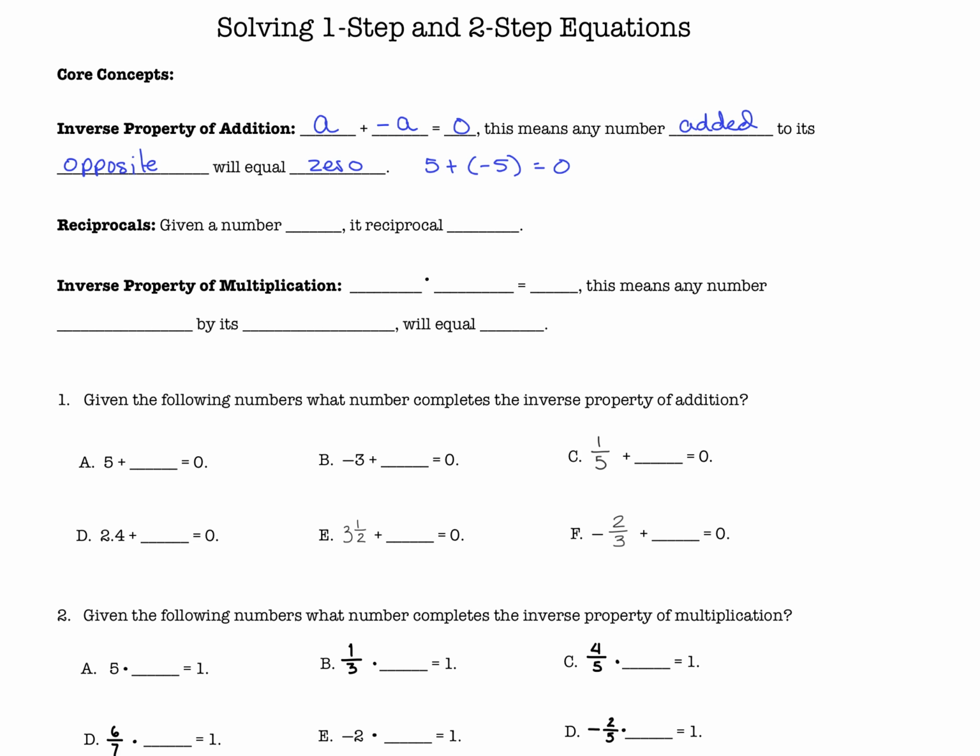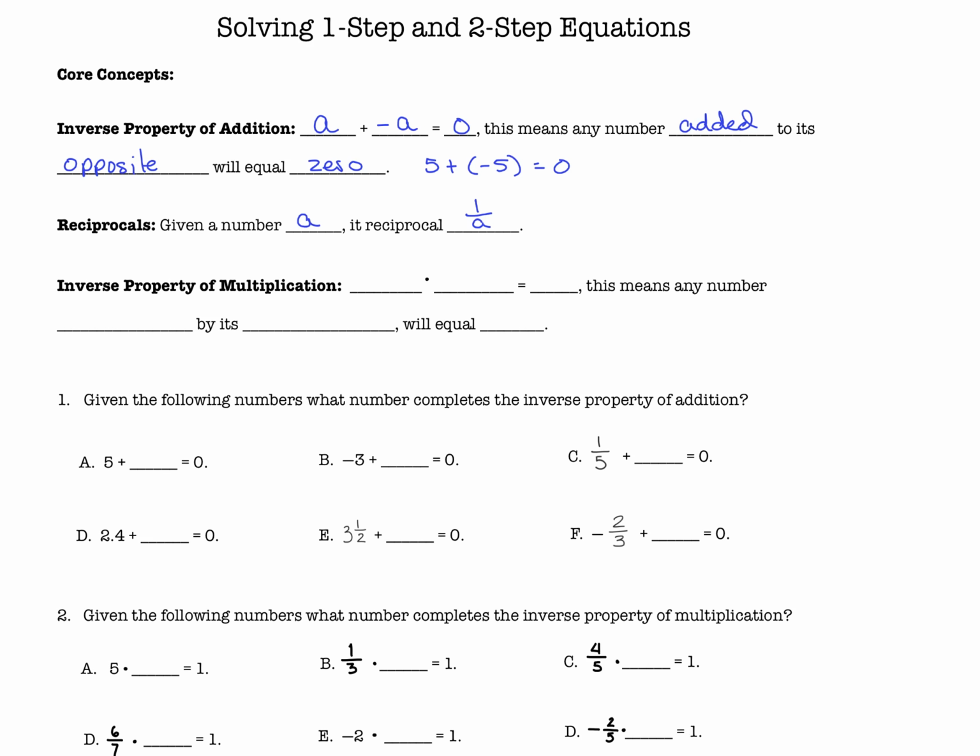So, reciprocals. Given a number, we'll say a, its reciprocal is 1 over a. So we'll deal with this a little bit later. Basically, a couple of things you need to know is how you do this if I have a fraction. We'll deal with that a little bit later.